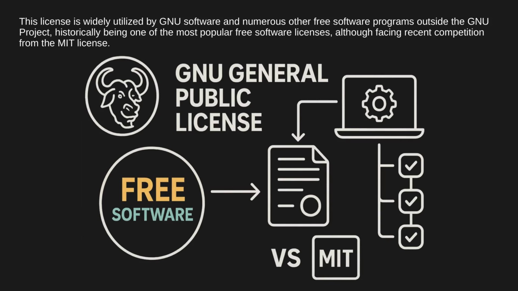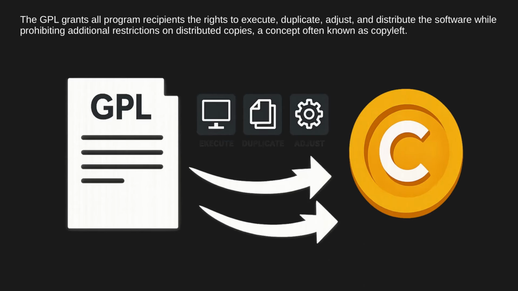This license is widely utilized by GNU software and numerous other free software programs outside the GNU project, historically being one of the most popular free software licenses, although facing recent competition from the MIT license. The GPL grants all program recipients the rights to execute, duplicate, adjust, and distribute the software while prohibiting additional restrictions on distributed copies, a concept often known as copyleft.